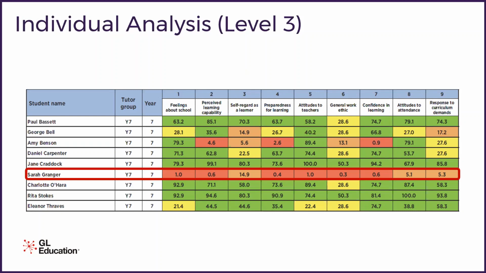Let's look at the scores for Sarah Granger. Often the first colour we tend to look out for, Sarah's scores are all in the red. She has very low percentile scores in all 9 factors. You may have students like Sarah in your own school and may already have identified her as someone of concern and she may already be receiving additional support. If so, is this support effective? Is there any other additional support that they could benefit from?